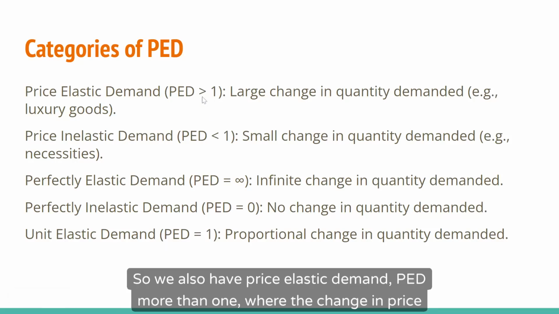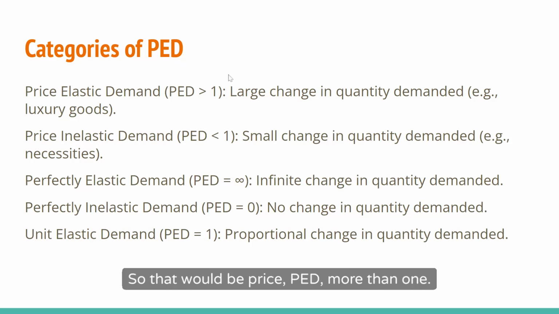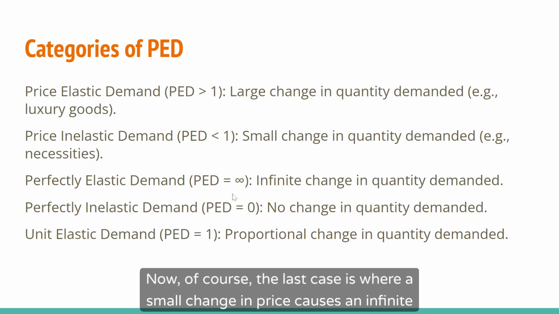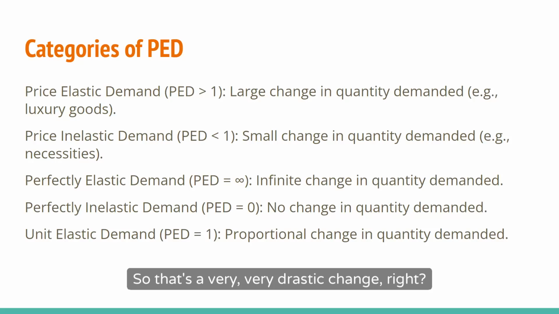All right. So we also have price elastic demand, PED more than 1, where the change in price causes a much bigger change, or we say here a more than proportionate change in the quantity demanded. So that would be PED more than 1. Now, of course, the last case is where a small change in price causes an infinite change in the quantity demanded. That means everyone starts to buy from you, or everyone stops buying from you. So that's a very, very drastic change, right? So here, the PED value would take on an infinite value.